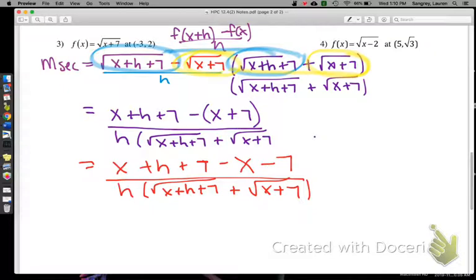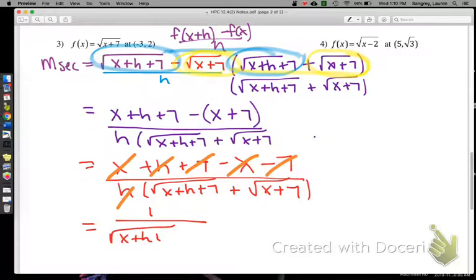All right, at this point, remember everything without an h should cancel. So those x's cancel, those 7's cancel. And if you notice, the only thing left in the numerator is an h. And that will cancel with the h on the denominator. So just be careful what you have left. There's still a 1 in the numerator. And then you have this square root mess in the bottom. Okay, so here is our first accomplishment. We found the slope of the secant line.